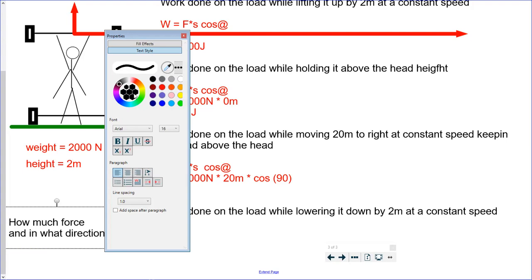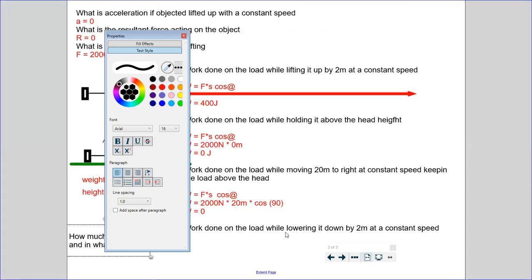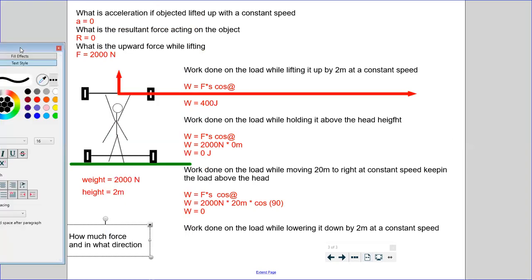Repeat the same questions, and you have to repeat the same answer. If it's constant speed, what will be the acceleration? 0. If the acceleration is 0, what will be the resultant force? 0. So what should be the upward or downward force which we should exert to keep the resultant force 0? Weight is downward 2000 Newton. So in what direction, how much force shall we apply to make the resultant 0?